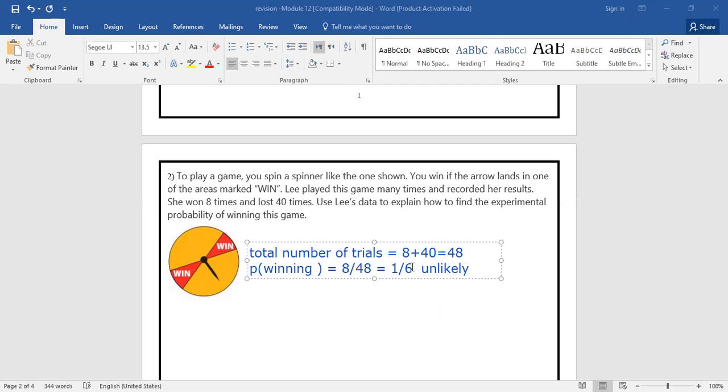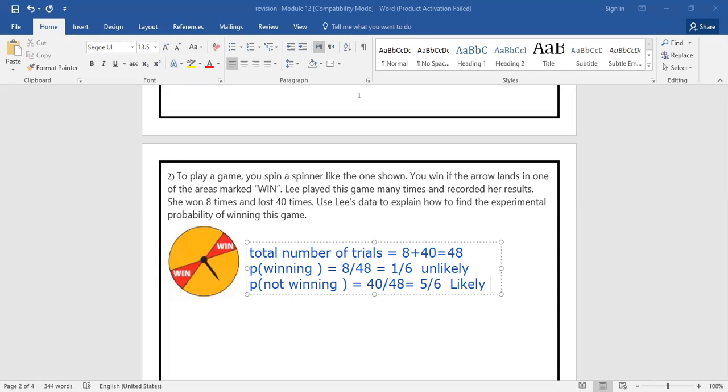If I ask another question now, what is the probability of not winning? 40 over 48. Yes, very good. It will be 40/48, right? And in simplest form it will be 5/6. Now, will this one be likely or not likely? Likely. It will be likely, exactly.